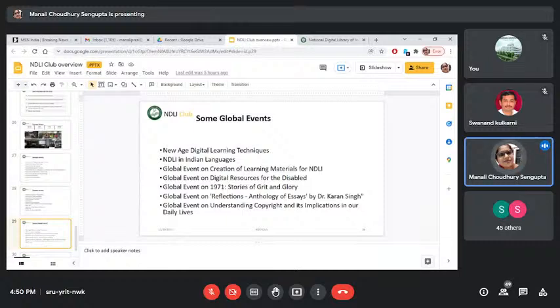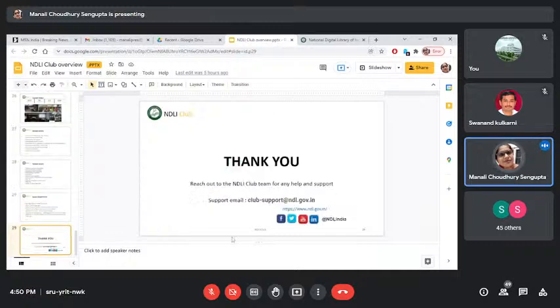And some global events that the NDLI authority has conducted so far: New Age Digital Learning Techniques, NDLI in Indian languages, global events on creation of learning materials for NDLI, and also recently, global events on understanding copyright and its implication in our daily lives. Thank you so much. The support email is given here, club-support@ndl.gov.in. Apart from that, if you have any query, my email ID is always with Shiri sir.